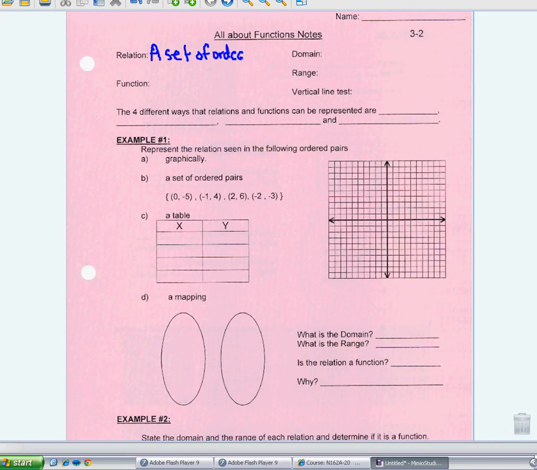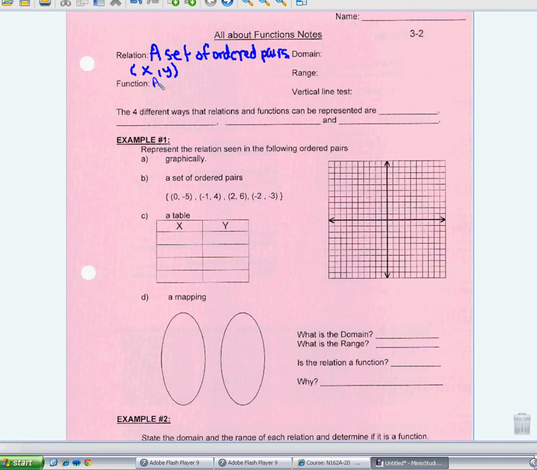Ordered. And you're familiar with an ordered pair. We usually use them to graph on the x, y axis. So that's a relation. Anytime you see a set of ordered pairs, that's a relation. A function is a type of relation.